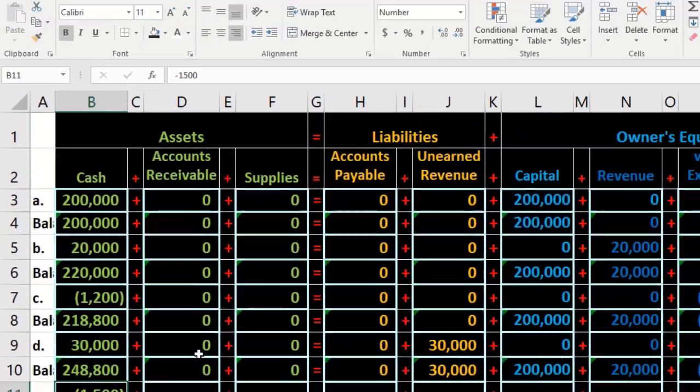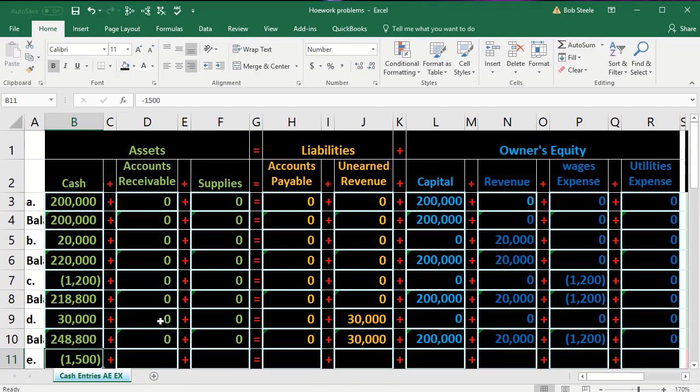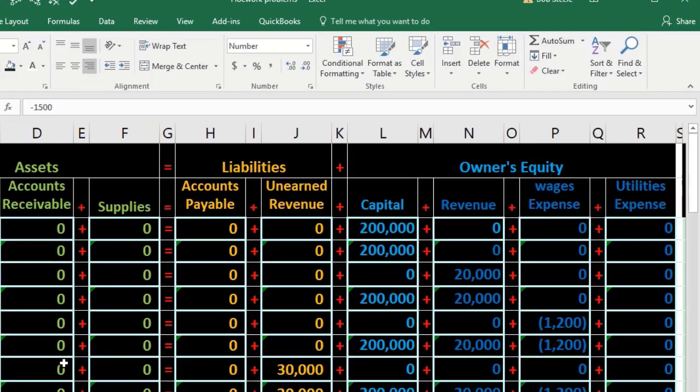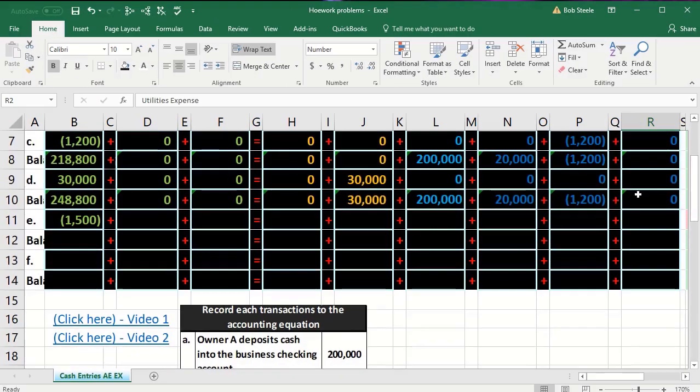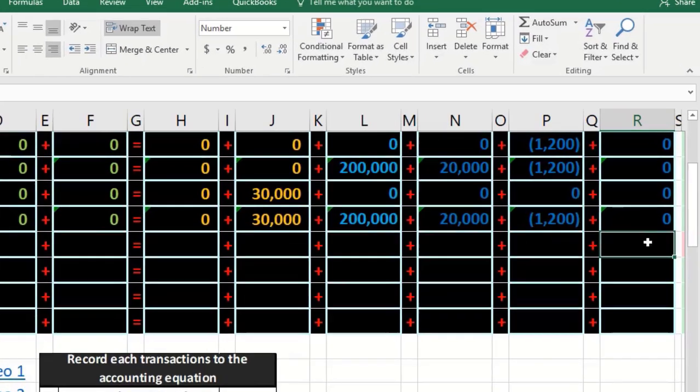So what's the other side of the transaction? Utilities, we typically would think, is something that we expended in order to help us generate revenue, and that's the definition of an expense. That's the matching principle. Expenses are part of the income statement, and the entire income statement is part of the equity section. So way over here, we've got the expenses. That's going to be our last column. I'm going to scroll down. Last column, I'm going to be over here in R11.